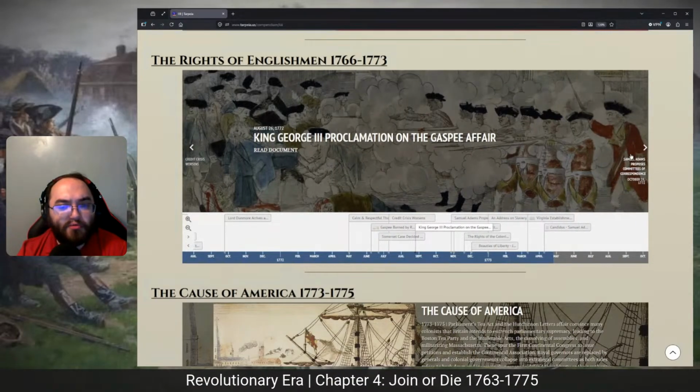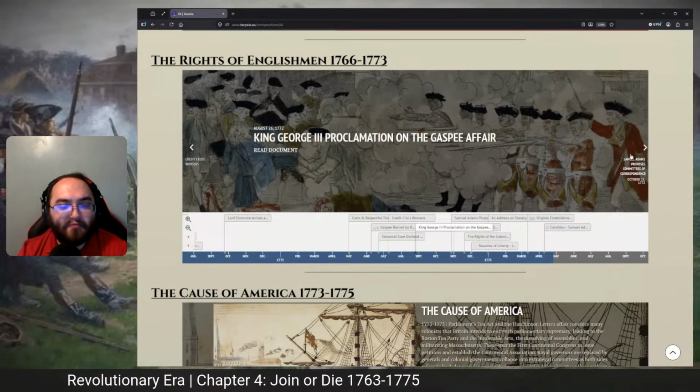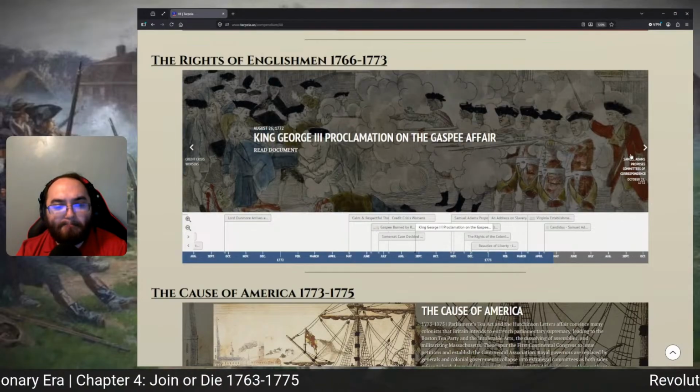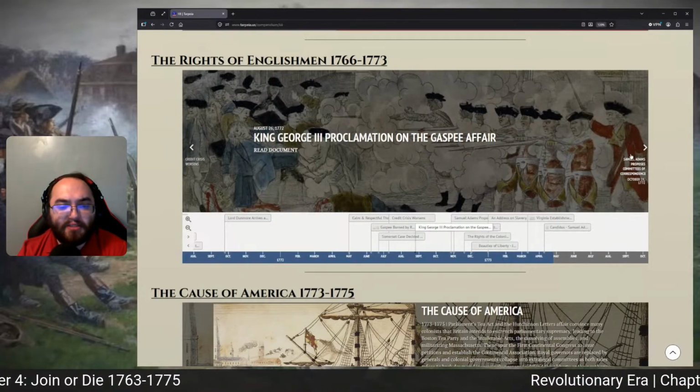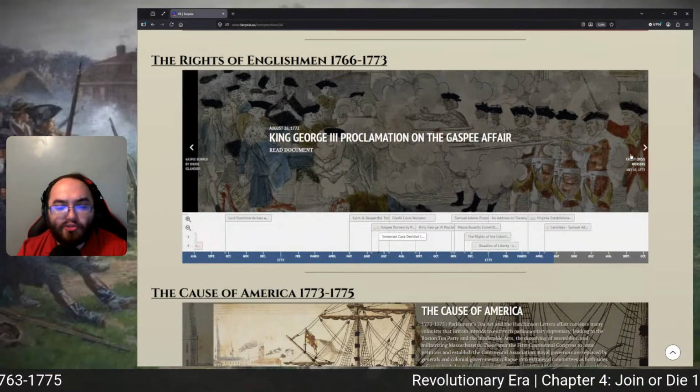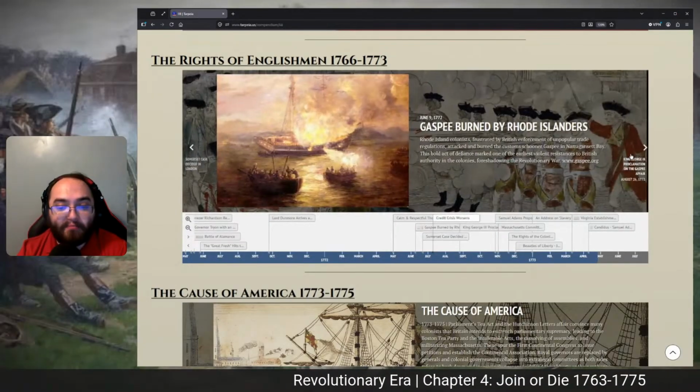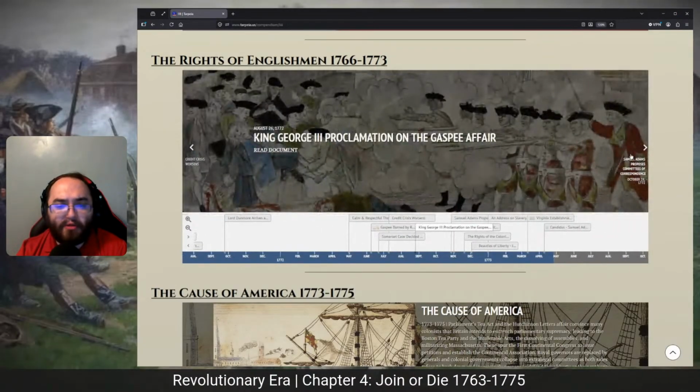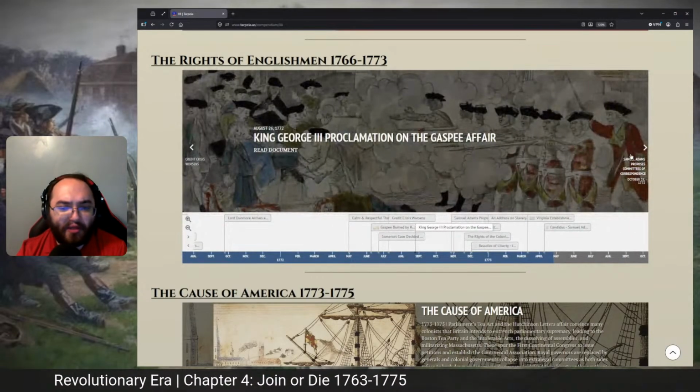King George III, proclamation of the Gaspee affair. This is in response to the Gaspee burning, which was apparently owned by a friend of the king.